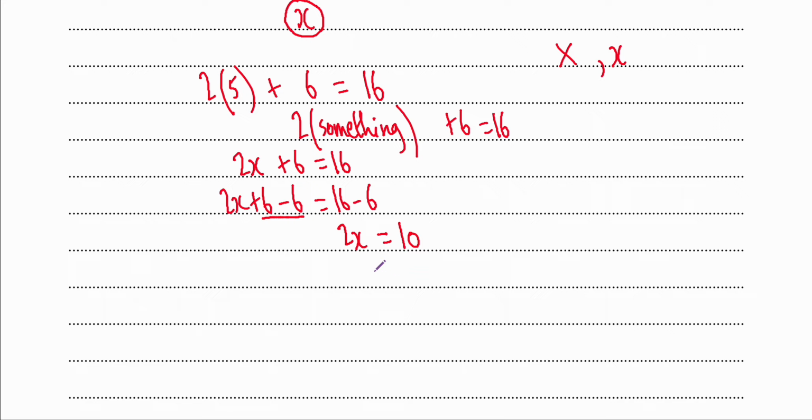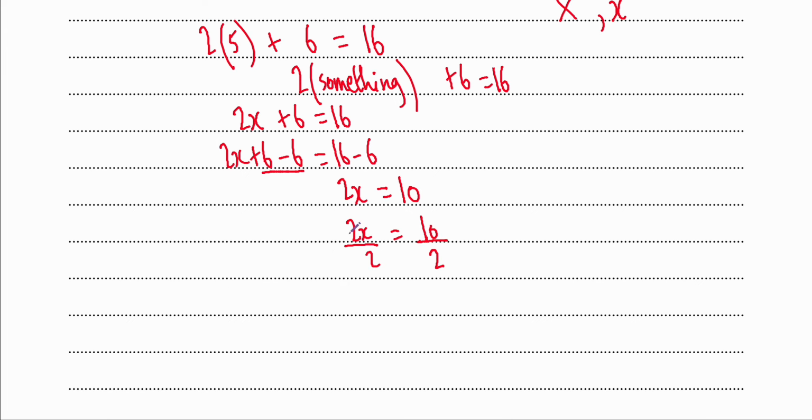Okay, now what do I do? Well, I want to get to x by itself, right? Because that's what I'm trying to find. Well, if I divide both sides by 2, then this 2 will go away, and then we'll be left with our answer over here. So I'm going to divide by 2, so I'm going to have 2x divided by 2 is equal to, and again, whatever you do on the left-hand side, you also do on the right-hand side. So I get 10 divided by 2. And now these will cancel out because 2 divided by 2 is just 1. So I'm going to be left with x is equal to 10 divided by 2, which is 5.